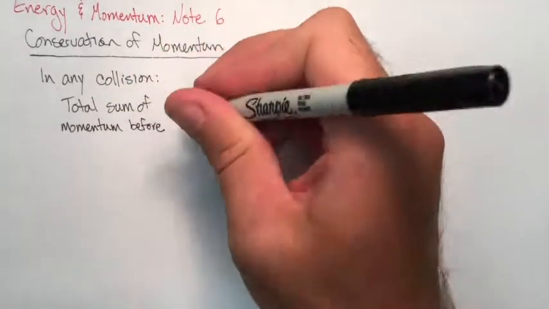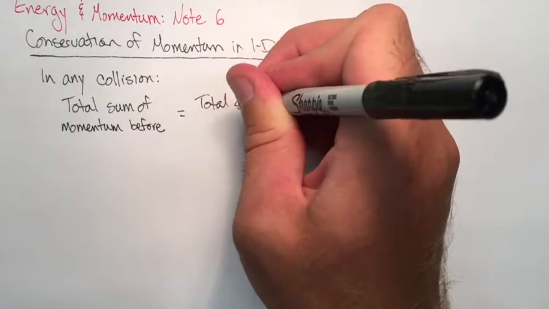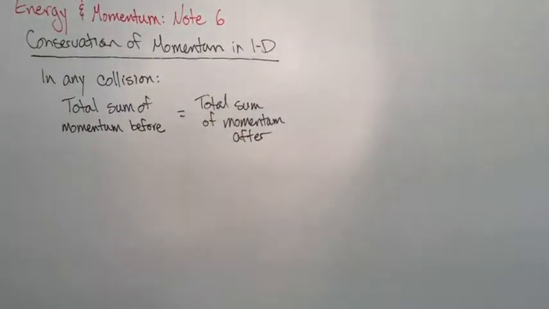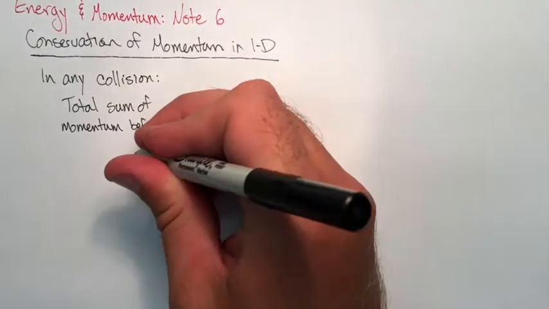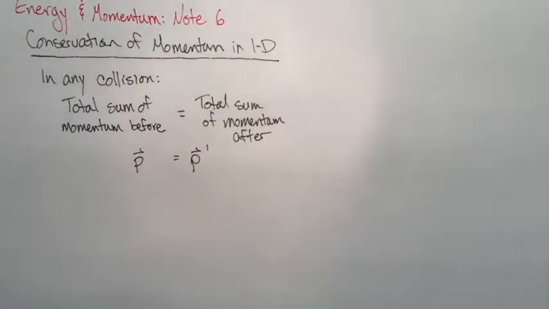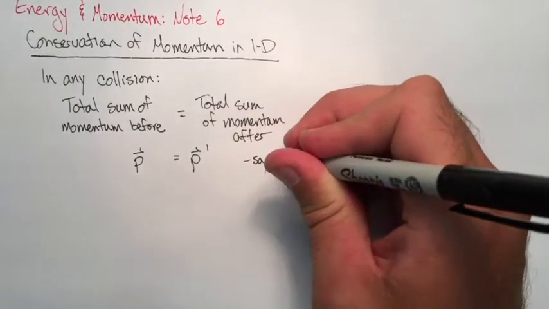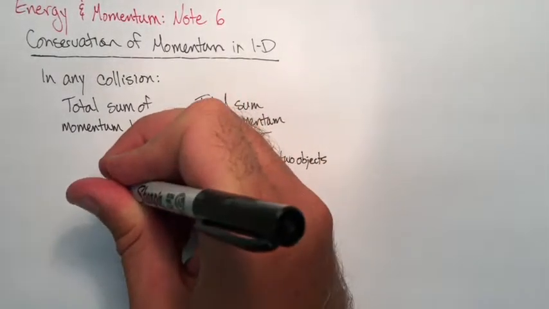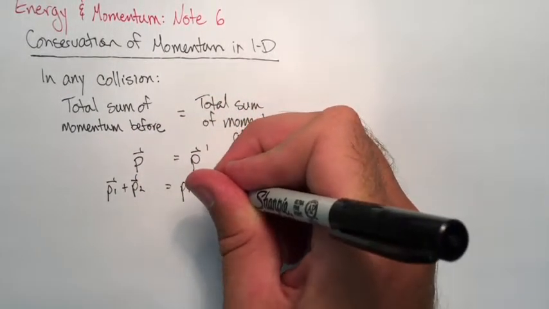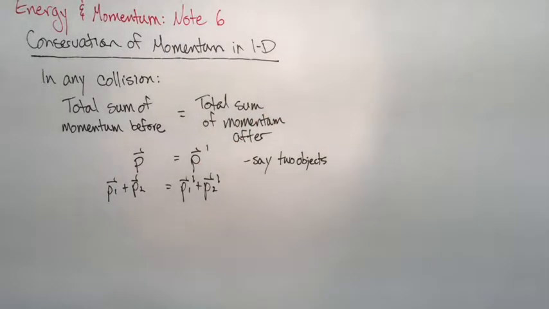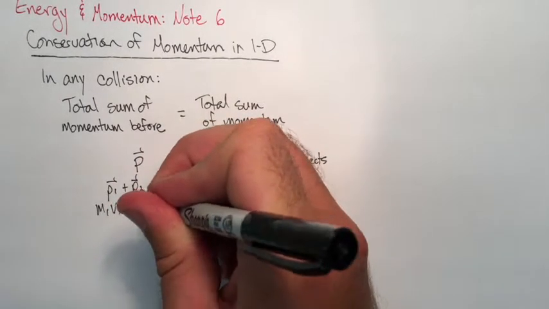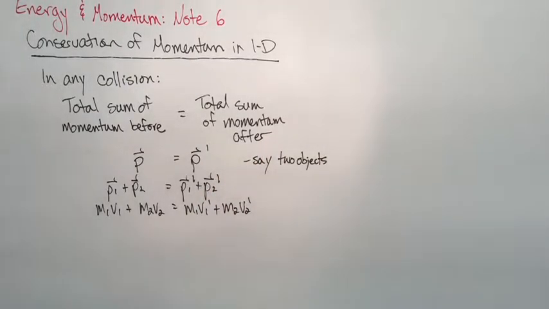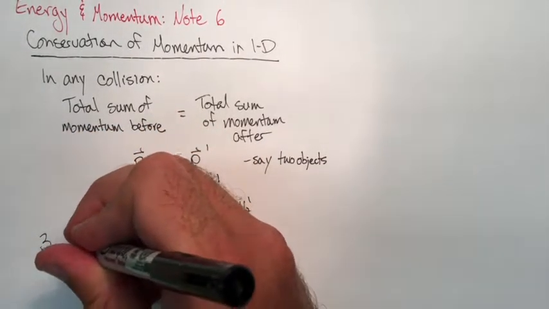So we can write that out in words here. Even if we have multiple objects, the sum of all that momentum initially equals the sum of all the momentum finally. So here we can say P equals P prime, where the prime denotes the final state. Even if we're dealing with two objects, that total momentum initially is going to be P1 plus P2 equals P1 prime plus P2 prime. And knowing that momentum is made of mv, we can also expand it like so.